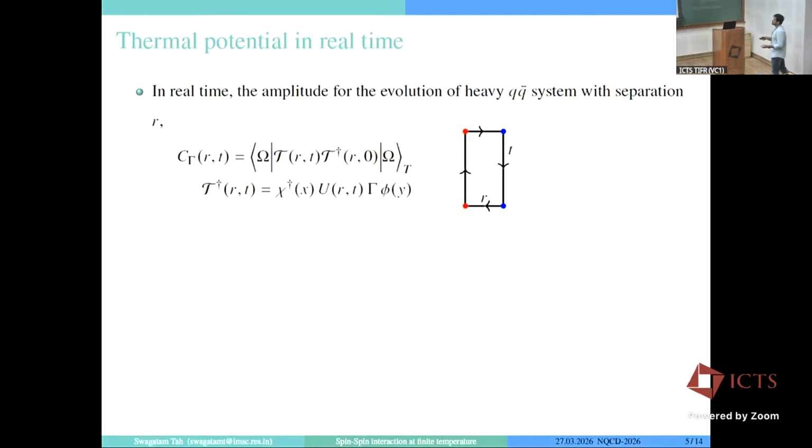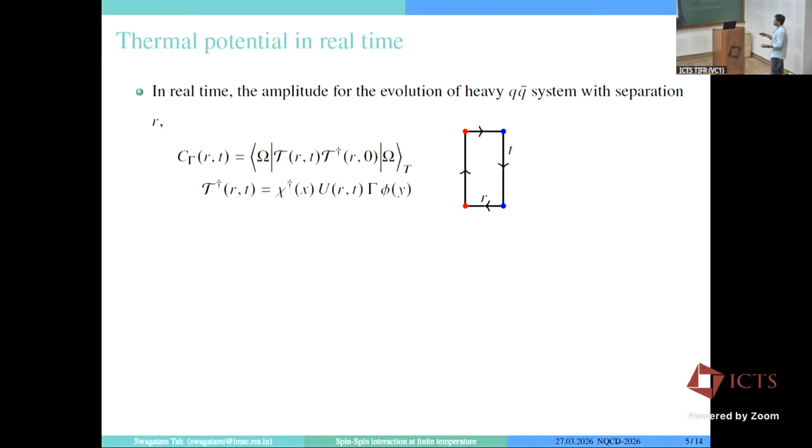How can we calculate the thermal potential in real time, as mentioned by Dibbendu in his talk two days ago? We want to extract the potential energy between a QQ bar pair in the finite temperature QGP medium. As they are heavy, we can treat them as static. To calculate the potential, we have to create a quark anti-quark pair separated by some distance r, evolve it in real time, and then annihilate it. The operator goes like this, and the expectation value is calculated in a thermal medium.